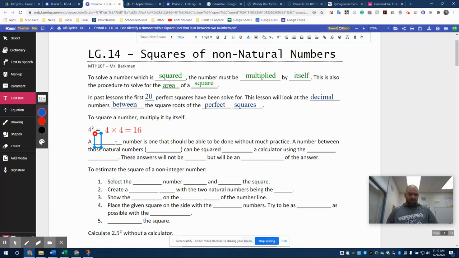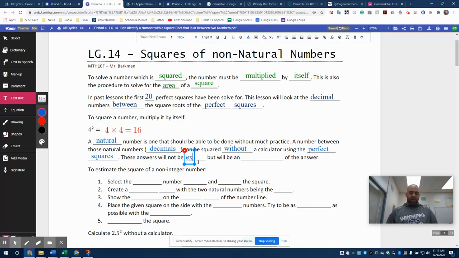Now, a natural number such as 4 should be able to be done without much practice. These are the ones that I've been wanting you to practice, those first 20: 1 squared, 2 squared, 3 squared. But a number that's between those numbers, such as a decimal, can also be squared without a calculator, using our perfect squares. We can use our perfect squares as benchmarks so that we can estimate the square of a certain number.